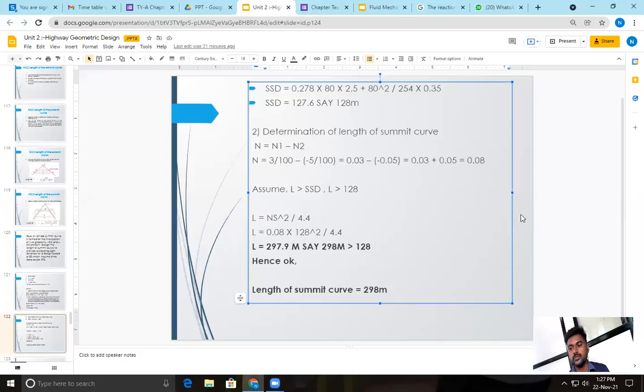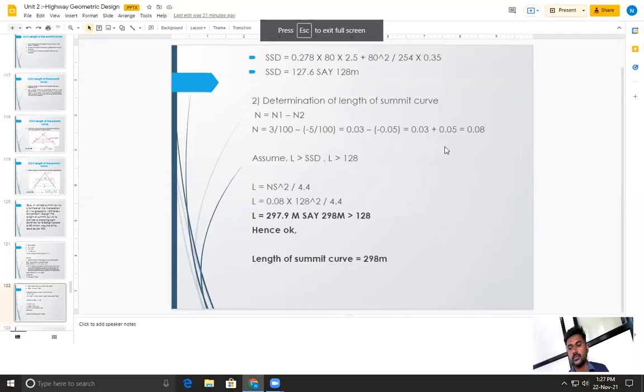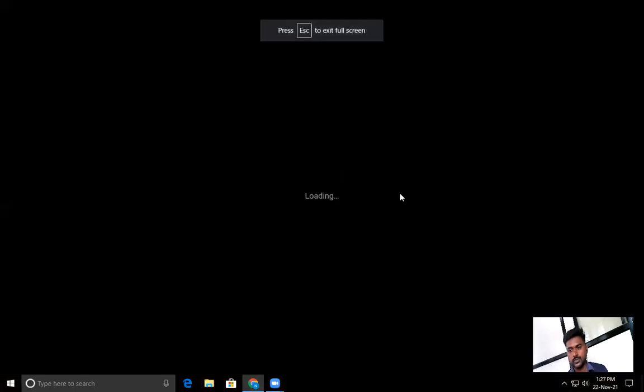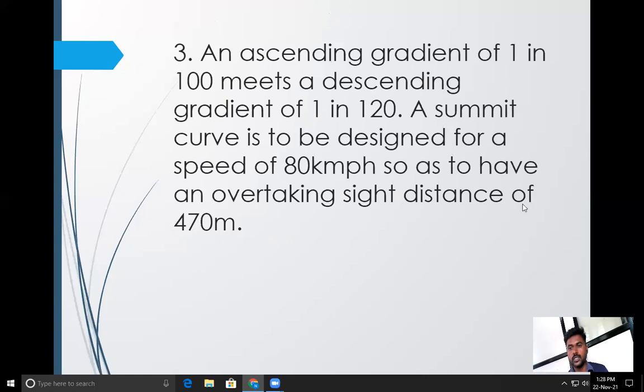Okay, so see here now. Our answer is right, 298 meters. Write down the second question.